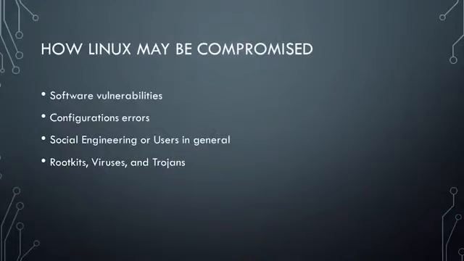So how Linux may be compromised. There are 4 different areas that system administrators need to be concerned with when looking at Linux insecurity. The first one is software vulnerabilities. Second is configuration errors. Third is social engineering users in general. And finally, the fourth is rootkits, viruses, and Trojans. So from greatest threat to least threat, let's go through these one by one.